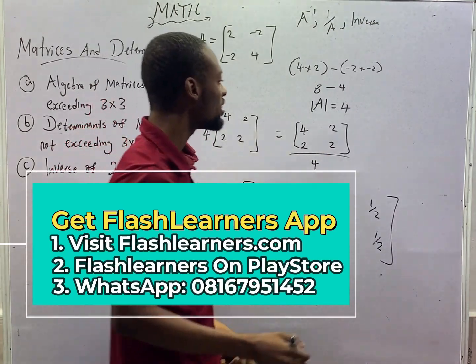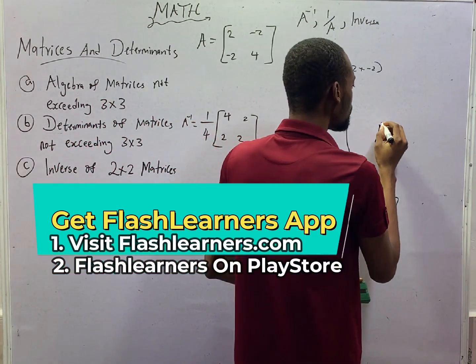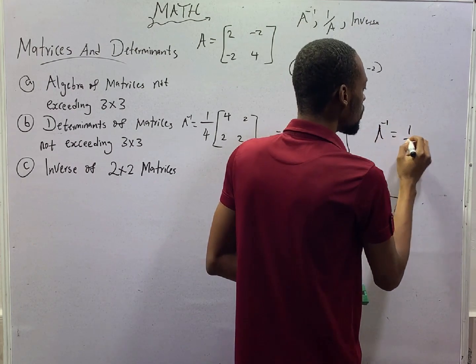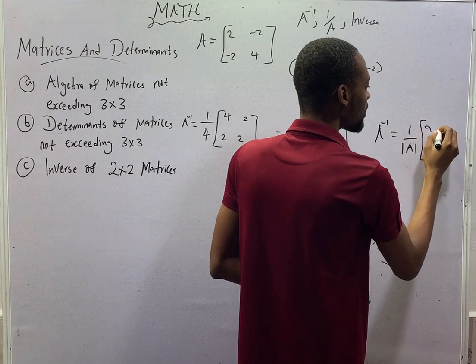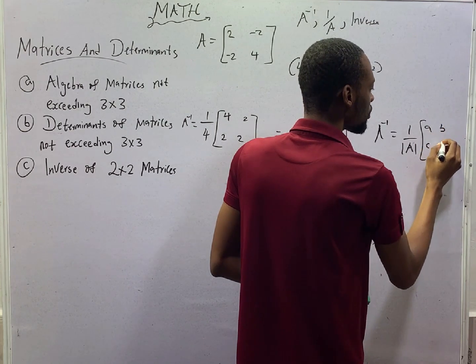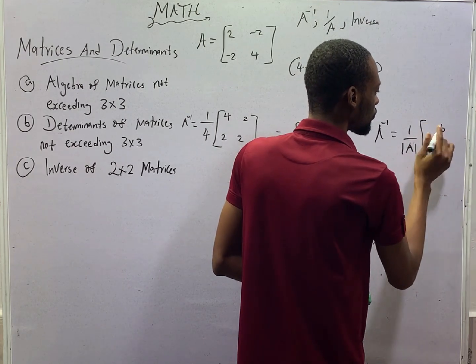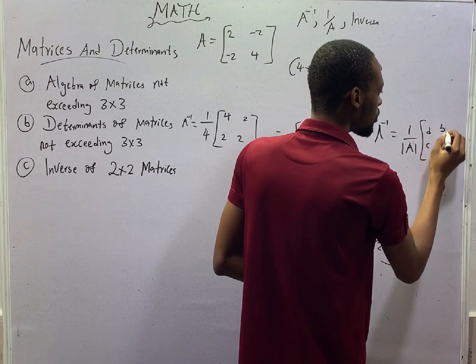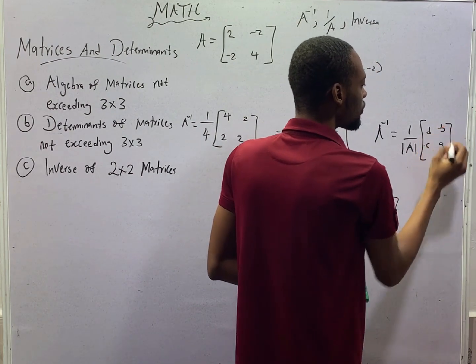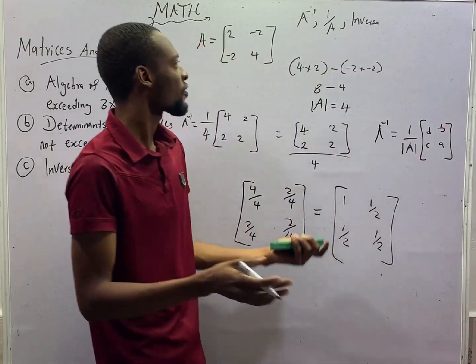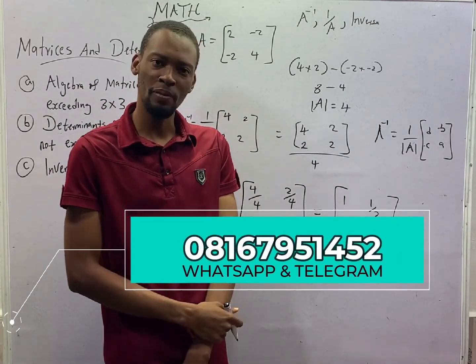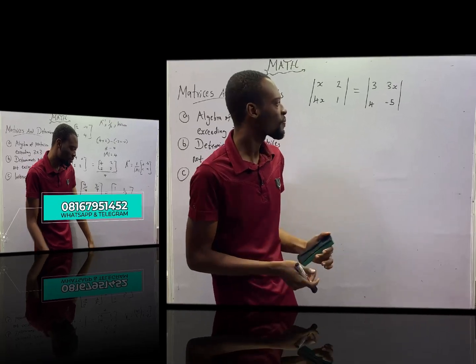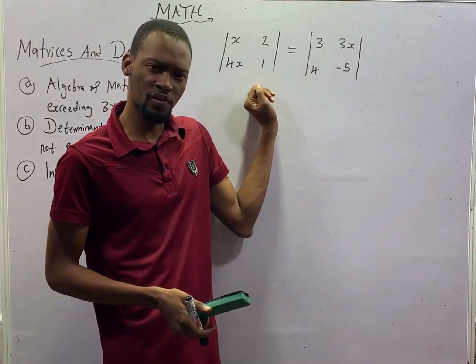Generally, the inverse of a 2 by 2 matrix is usually in this form: 1 over the determinant, then you have D, negative B, negative C, A. So the negative of those guys. I hope you understand the determinant and the inverse of 2 by 2 matrices. If so, this is the question before us.